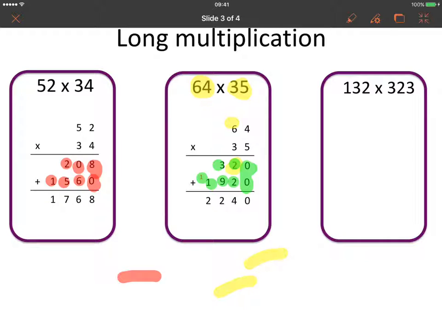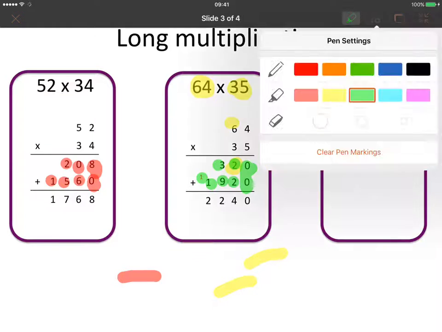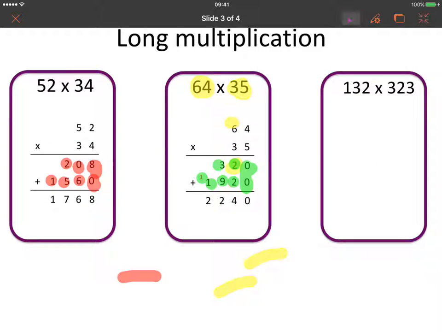But we don't always have just 2 digits by 2 digits. Sometimes we will have 3 digits and we need to know how to work with it. So let's have a look here. I am writing them down exactly the same way as I would have done for the others. And I'm going to start it off exactly the same way by multiplying my units by my units.